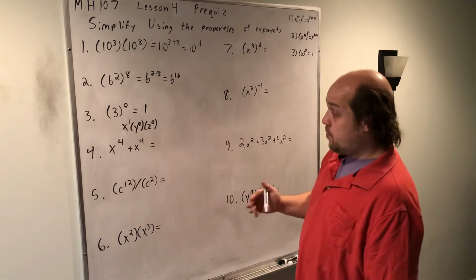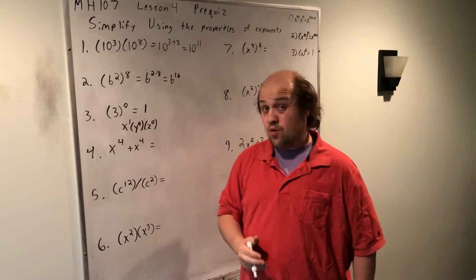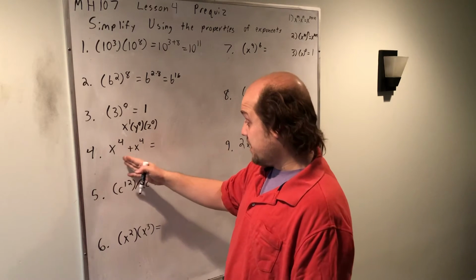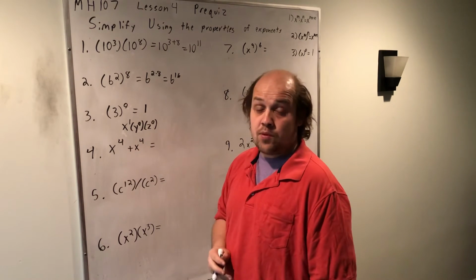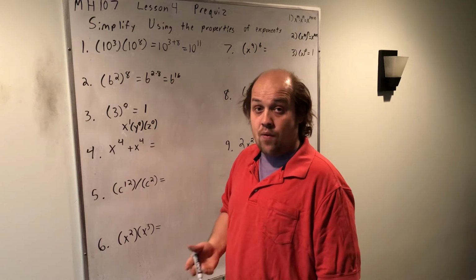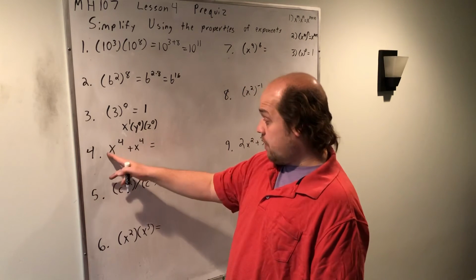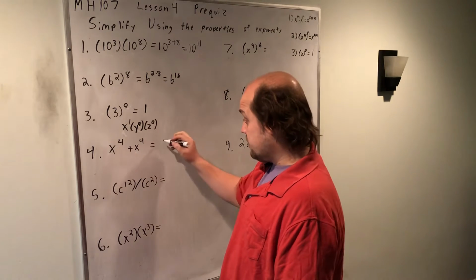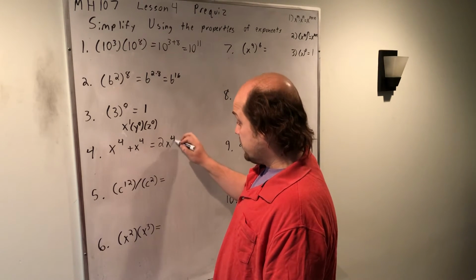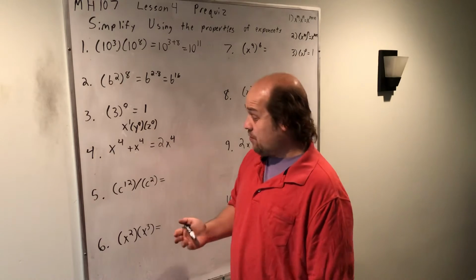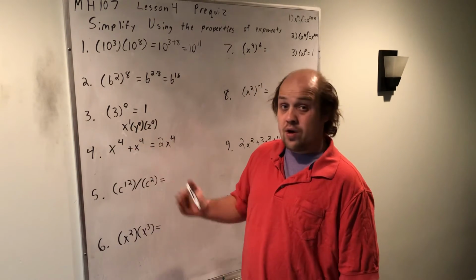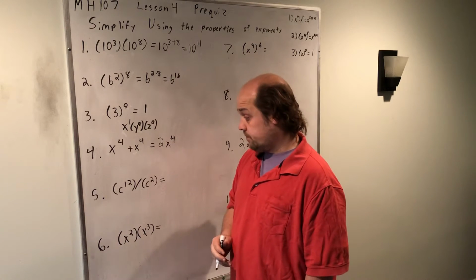There's no real exponent rule for problem 4. This is more of a combined like terms situation. If I have something to the same exponent plus something else to the same exponent, I can add them. I just have to know how many total I have. Here I have 1x to the 4th. Here I have another 1x to the 4th. That gives me a total of 2x to the 4th. When I say here I have 1, there's an understood 1 in front of any variable where it doesn't have a number in front of it.